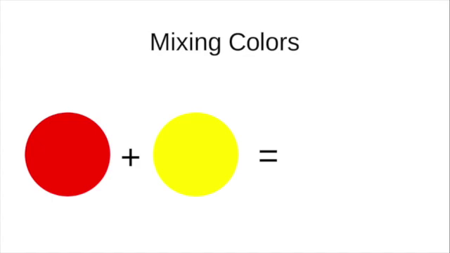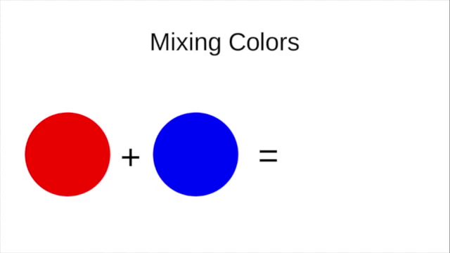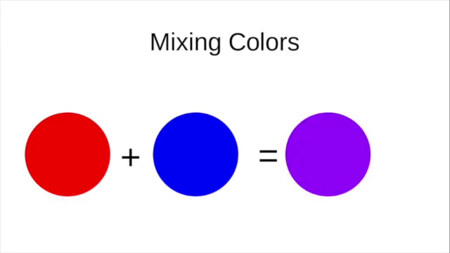Let's mix red and yellow together. What secondary color do you think it makes? It makes orange. Now let's mix red and blue together. What color do you think it will make? It makes purple.